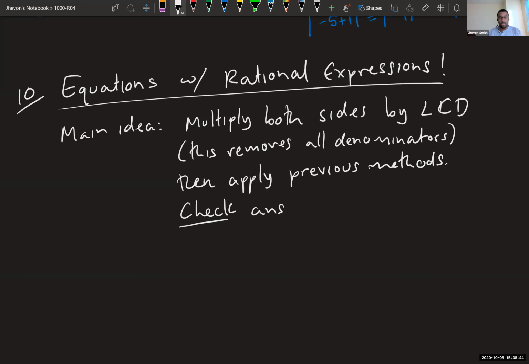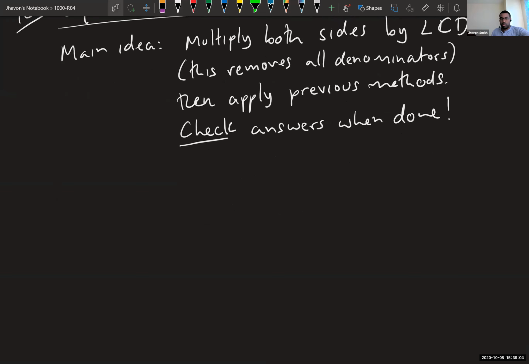Check answers when done. Right, so when you're dealing with radicals and rational expressions, you have to check your answers. There are situations where you can get an answer that makes the denominator of the original expression 0, so you have to kind of worry about things like that. Example.